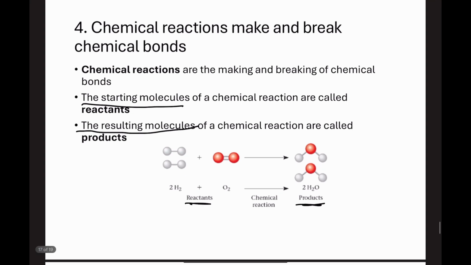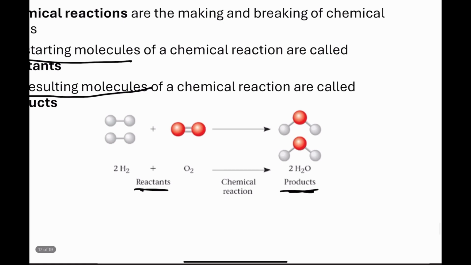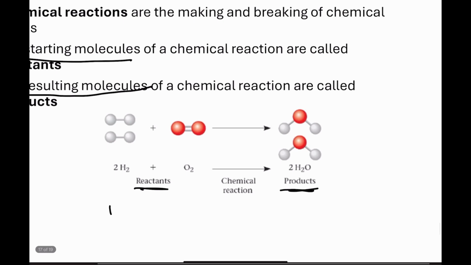So in this example, we see that we have hydrogen on our reactant side and we have oxygen. When we do the math, we see that we have two hydrogens and we have to multiply it by this 2 here. So we have a total of 4 hydrogens. And here we see that we only have 2 oxygens. So on the reactant side, we have 4 hydrogens and 2 oxygens.